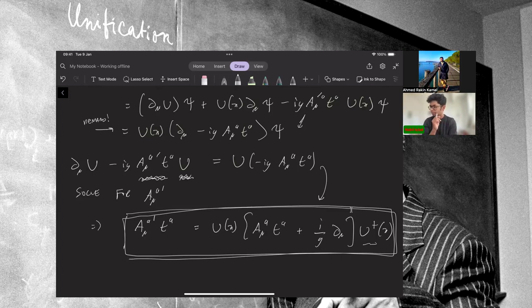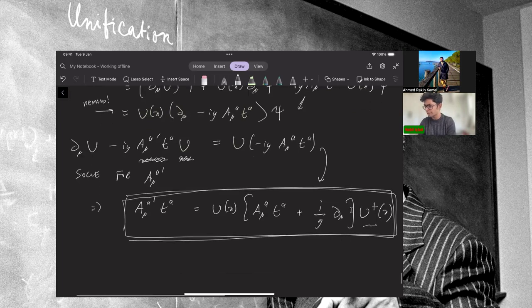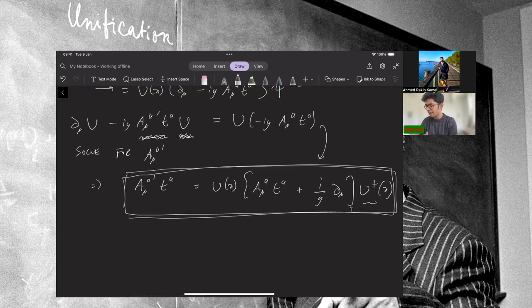So because some stuff happened, let's just remind ourselves. What this is saying is that if you do a gauge transformation parametrized by u, which is a space-time dependent SU2 element, then the gauge field, the non-abelian gauge field, transforms in this manner. The new one, a mu a prime, is related to the old one by this formula. All right.